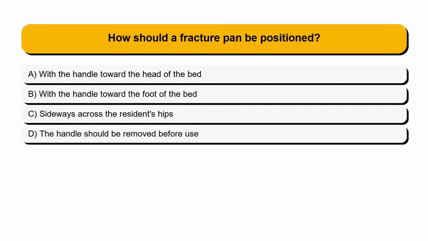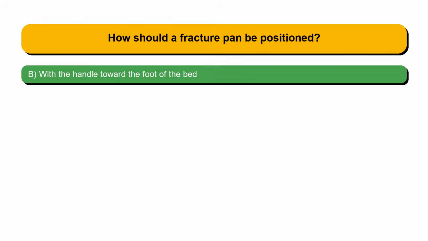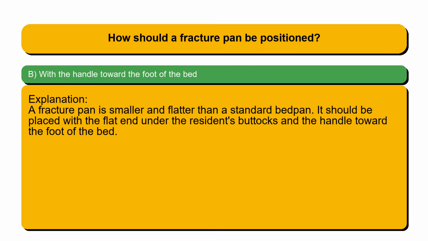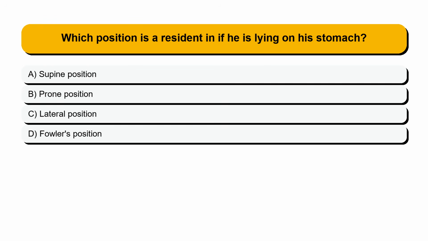Question 86. How should a fracture pan be positioned? Option A, with the handle toward the head of the bed. Option B, with the handle toward the foot of the bed. Option C, sideways across the resident's hips. Option D, the handle should be removed before use. The correct answer is option B, with the handle toward the foot of the bed. A fracture pan is smaller and flatter than a standard bedpan. It should be placed with the flat end under the resident's buttocks and the handle toward the foot of the bed.